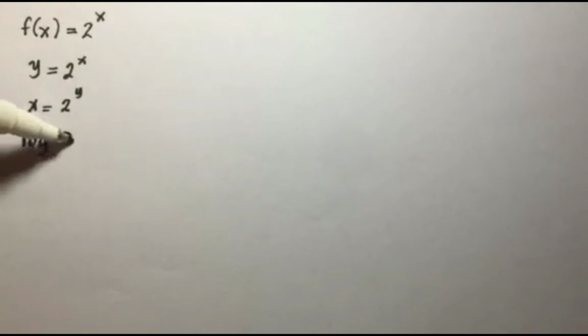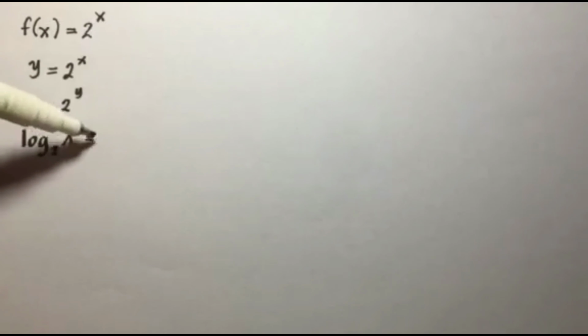F of x is the same as y, then just bring down the 2 raised to x. So to find the inverse of this, interchange the x and y: x will become y, and y will become x. Then now, we will solve for the value of y. Ito yung y mo. So paano natin masasolve yan? Okay, so marunong na kayo mag-transform ng exponential form into logarithmic form. Transform natin. So that will become logarithm of x to the base of 2 equals y.